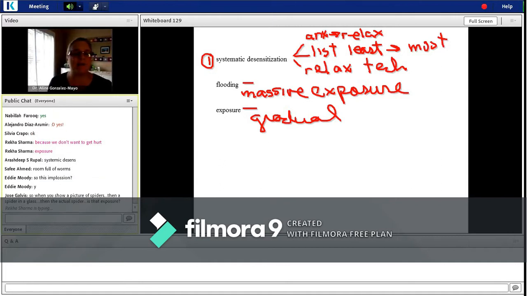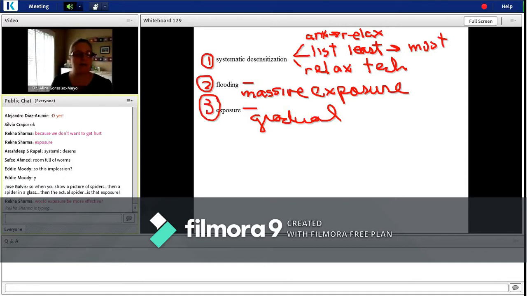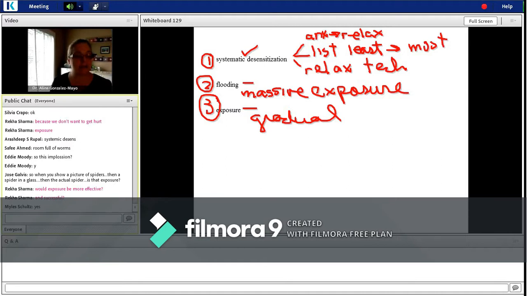Will they ever give you 1, 2, and 3 as choices and make you pick one? No. One of them will be there. You pick it and you work with it. Usually systematic desensitization works very well, but they all work equally well, okay? Does that make sense? And if you show a picture of a spider, then a glass, yes, that would be exposure.